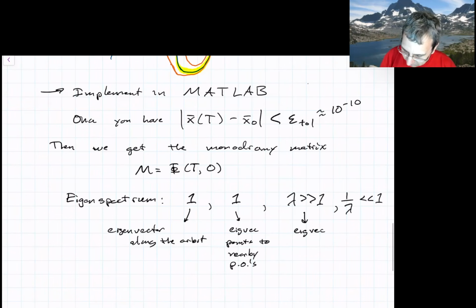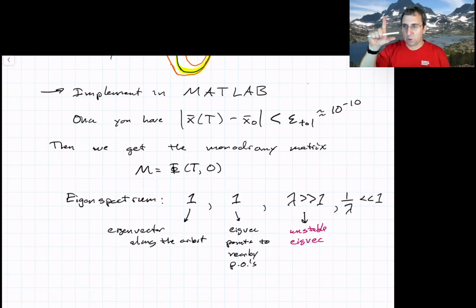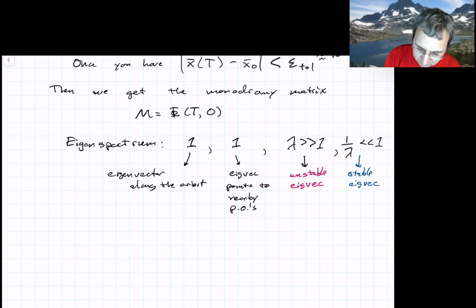So we could just say the stable or unstable eigenvector. This is the unstable one. And for this other one, whatever your displacement is, after you go around one period it has shrunk by a factor of lambda. So this is the stable eigenvector. Maybe I'll call this EU and this ES. These are just directions that we get.